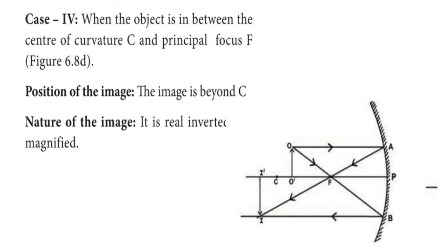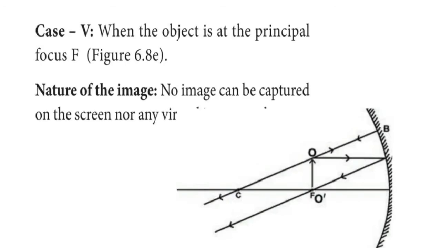Case 4. When the object is in between the center of curvature C and the principal focus F. So O dash, the object, is kept in between the center of curvature and the principal focus. The image is formed beyond C. I dash is the image. The nature of the image is real, inverted and magnified.